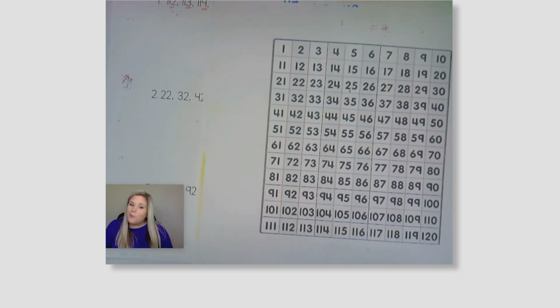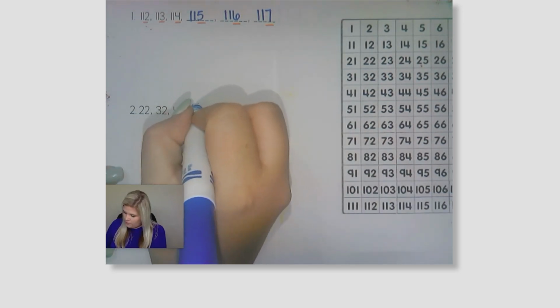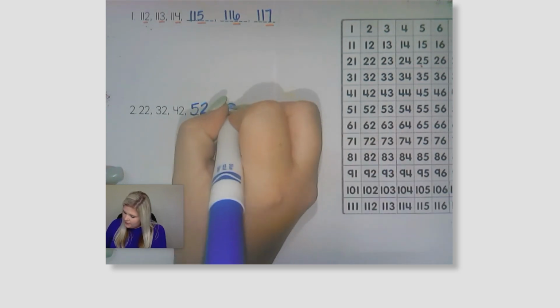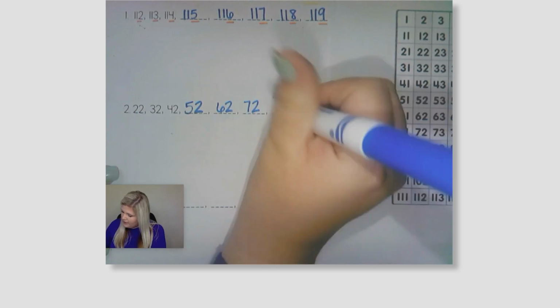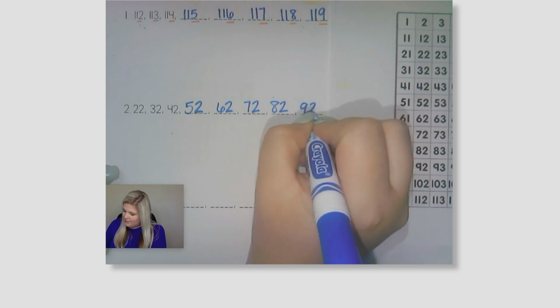I think we know our next 5 numbers. So let's go ahead and write those together. You should have 22, 32, 42. And then we move down, 52, 62, 72, 82, 92.